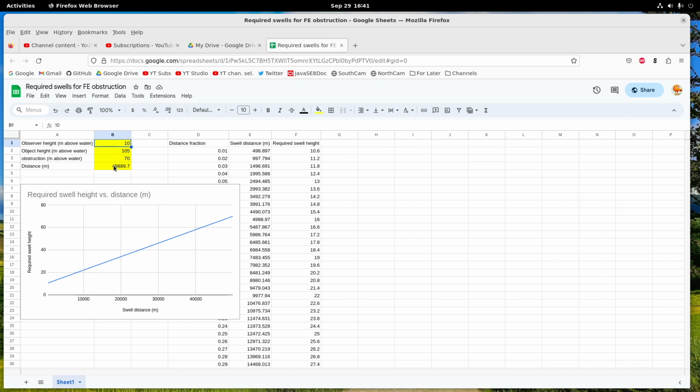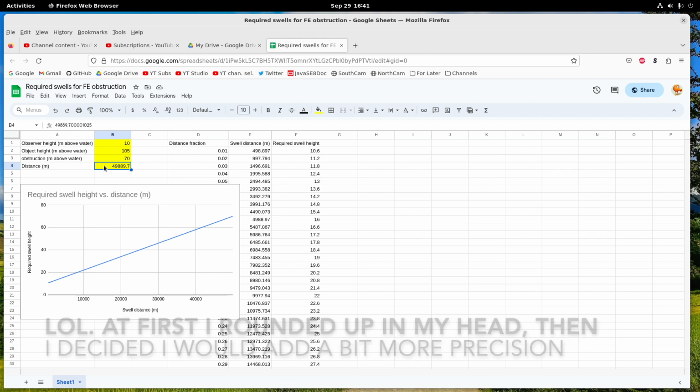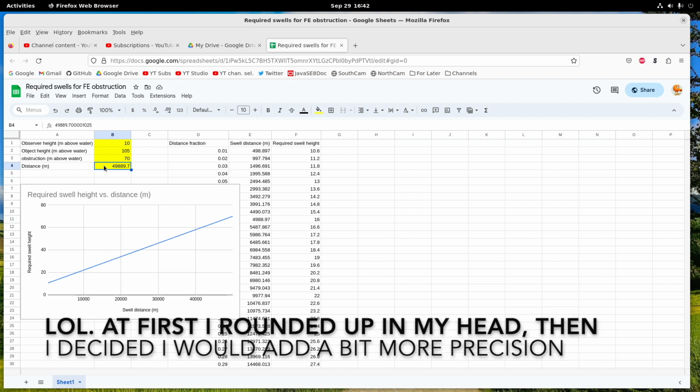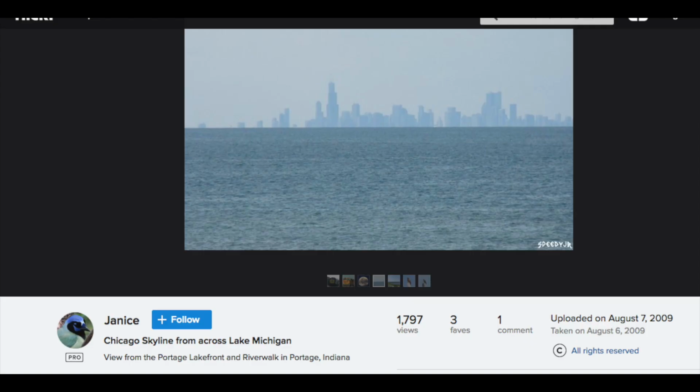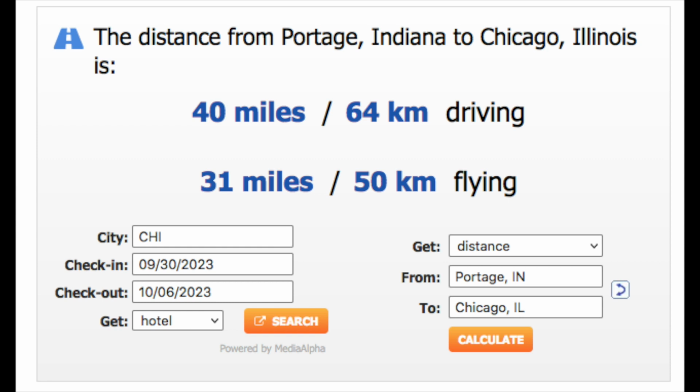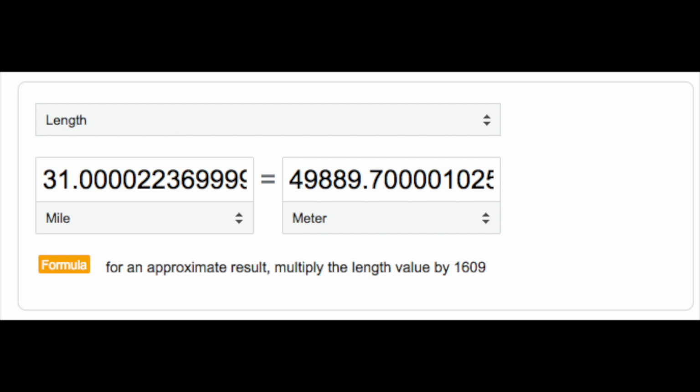I've marked the cells that you can enter in yellow here. So I put the observer height, in this case at an arbitrary 10 meters above the water, looking out at a distance of about 50.8 kilometers to the distant object. In this case, I decided to model this photograph that somebody over here decided to take of the Chicago skyline, and according to Google, the distance is about that much as the crow flies. So the next question is roughly how much of the skyline is going to be visible versus not visible.